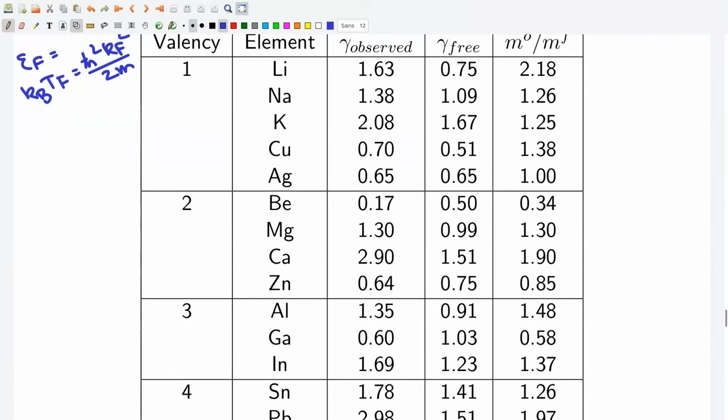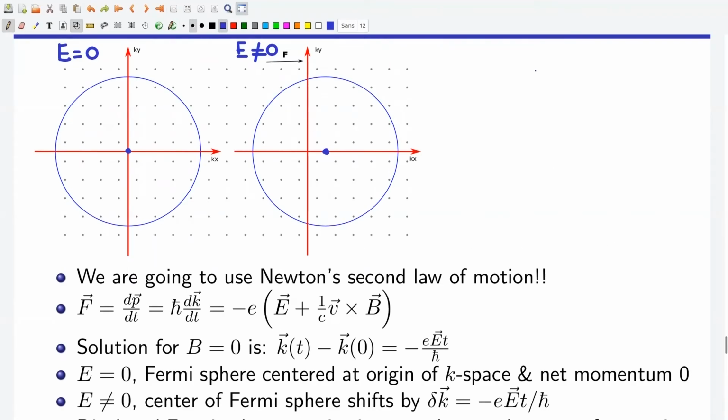So you look at this table, and then you see that these numbers are not exactly equal to 1, but the order of magnitude is matching. Thus, the metals shown in this table are reasonably well described by the quantum free electron gas model. Let us now talk about the electrical conductivity of quantum free electrons.